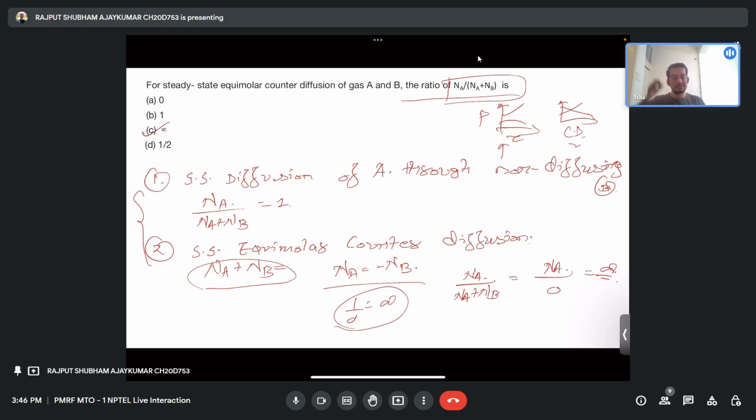You must have already gone through this, but I'm not including it in the week one course because it would jumble up all the things in one go. So week one is all about the basics, first law, second law, diffusion of A through non-diffusing B, and that.